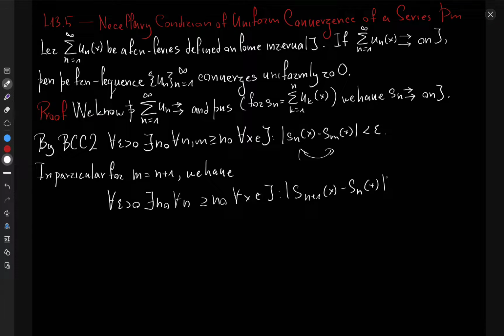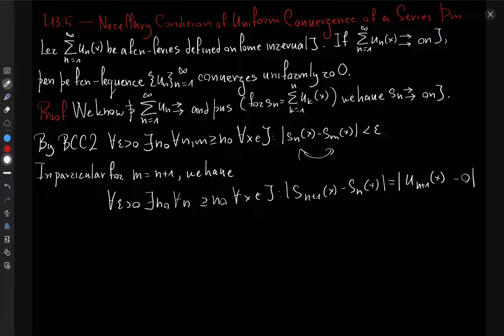But this is, of course, nothing more than the last addend in the partial sum, because we remove all of them up to the nth one. So only the n plus first one remains. So this is actually equal to un plus 1 of x minus 0. And this is precisely the definition of a uniform convergence to 0 of a function, say, of a function sequence, say un.